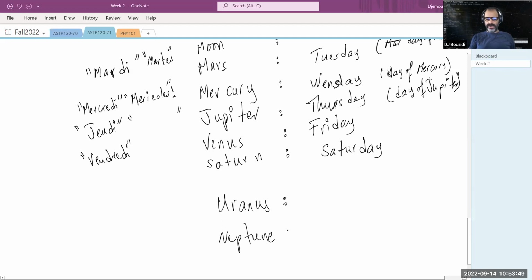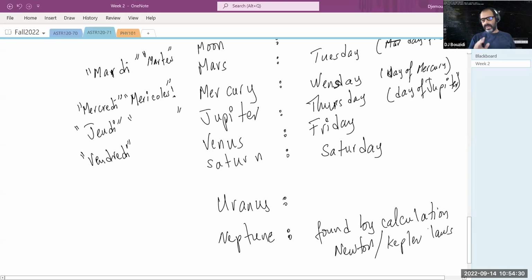Uranus was discovered by Herschel later on, in the 1800s. And then Neptune was actually calculated based on Uranus's odd behavior, that there is a planet that exists out there, and that planet has this specific location. So sure enough, the astronomers in Germany at that time, when they pointed their telescopes, and later on in England, they found that planet Neptune. So it was purely found by calculation. And that calculation is actually based on Newton's and Kepler's laws. So that's how it was found.